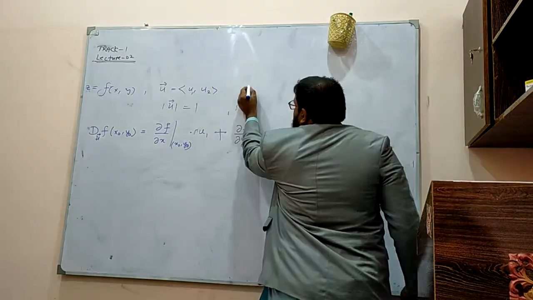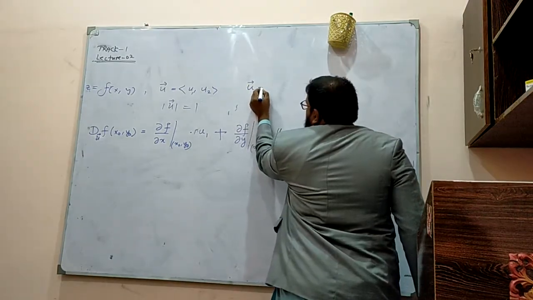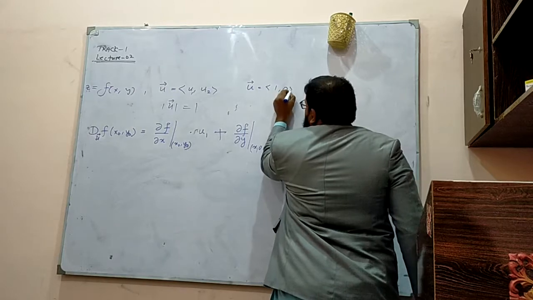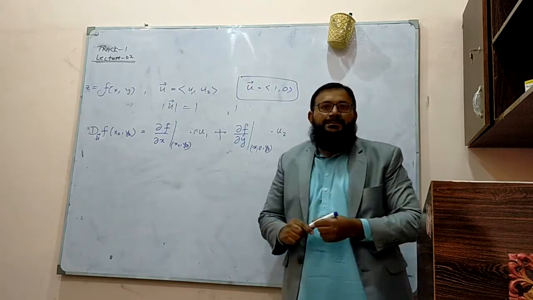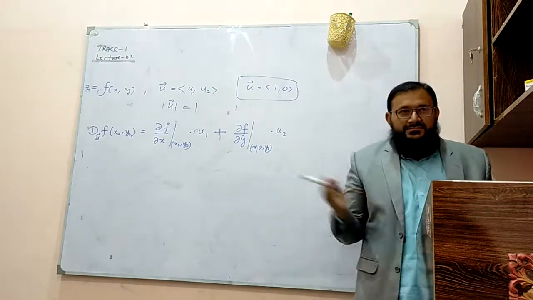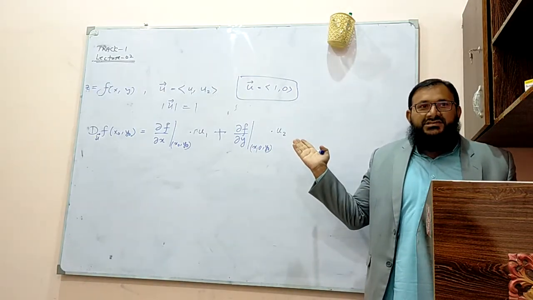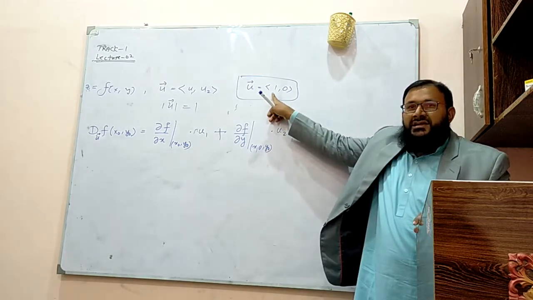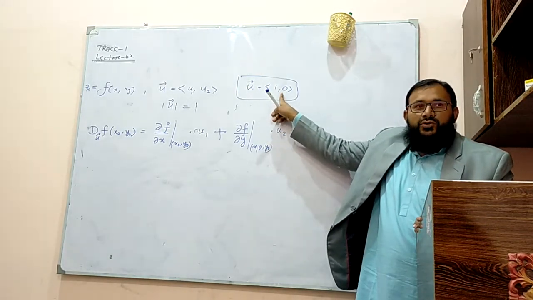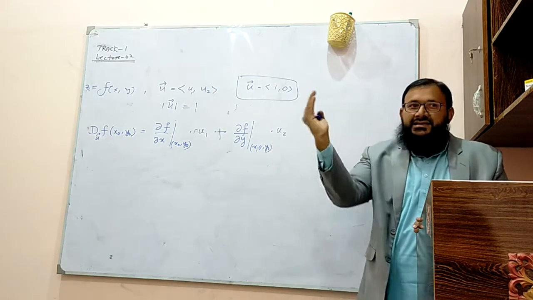Now, what if this vector is (1, 0)? Is it the direction parallel to the x-axis? Yes. This is the direction parallel to the x-axis, because the x component is 1 and the y component is 0. So you are moving only in one direction, that is the x-axis.